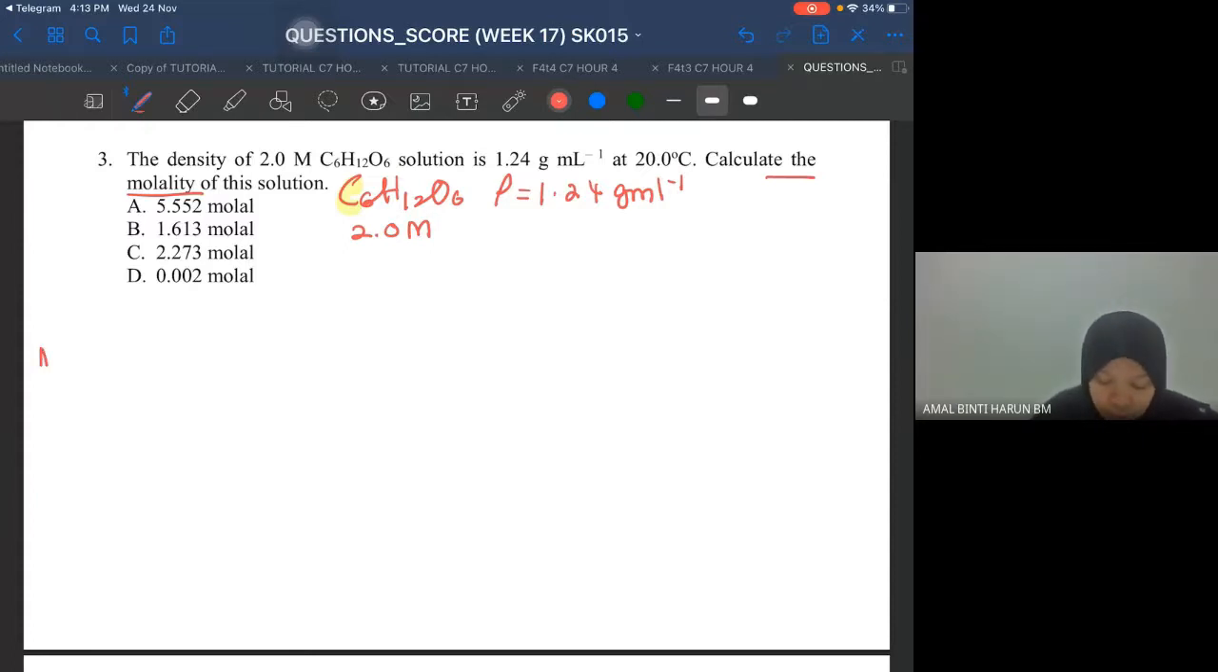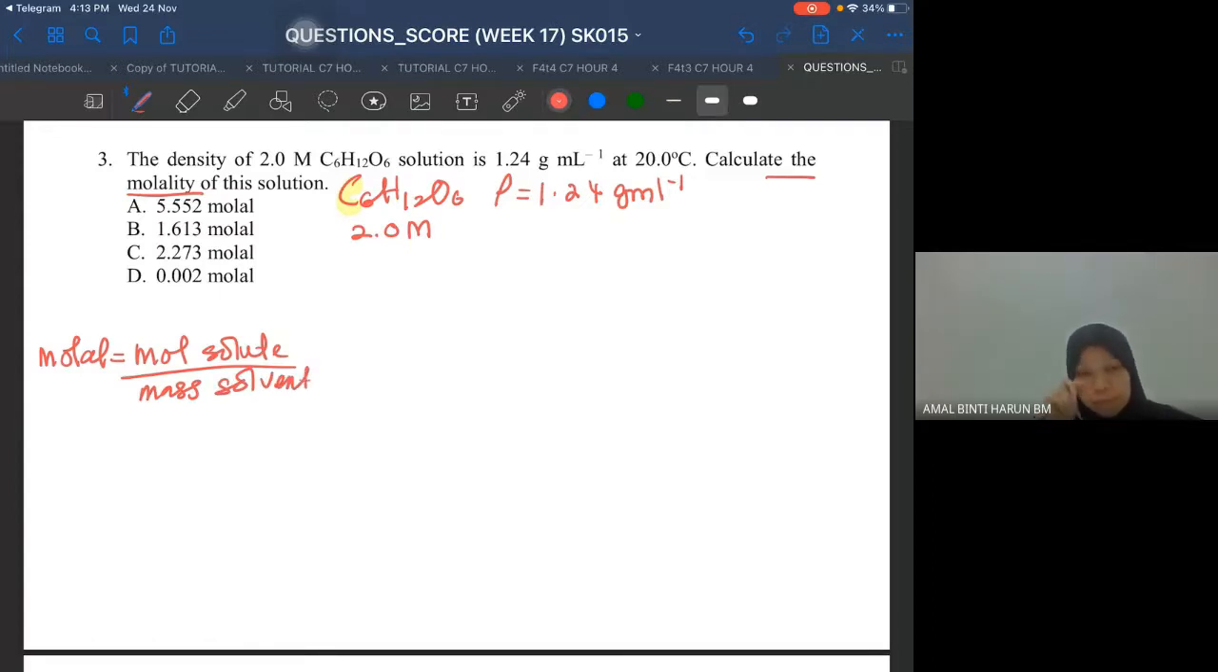Soalan minta apa? Molality. Then kita tulis formula molality is the mole of solute per... Okay, remember dia bahagi apa? Kalau ingat ada 5 expression of concentration. Satu molarity, satu lagi molality, percentage by volume, by mass. So semua tu dia akan divide by solution, kecuali molality, we divide by the mass of solvent. Okay, check balik chapter 1 punya nota. Solvent in kg. Sebab kalau formula salah, substitution you akan salah.